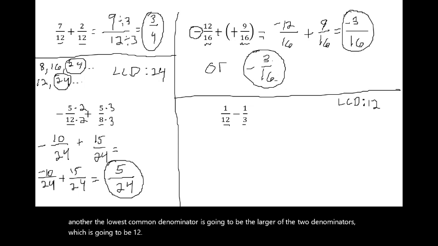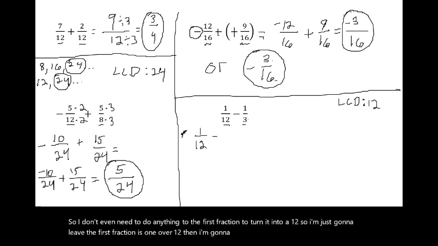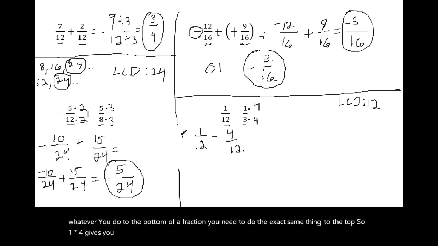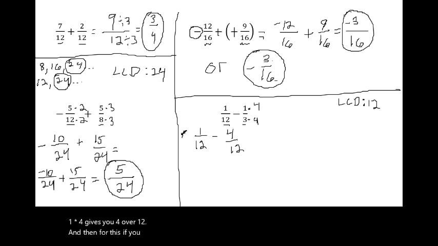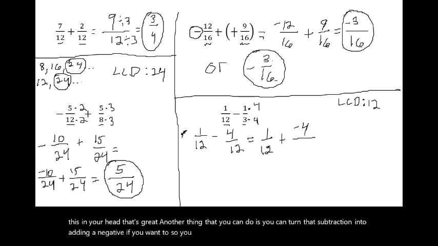So I don't even need to do anything to the first fraction to turn it into a 12, so I'm just going to leave the first fraction as 1 over 12. Then I'm going to turn 3 into 12 by multiplying it by 4. Whatever you do to the bottom of a fraction, you need to do the exact same thing to the top. So 1 times 4 gives you 4 over 12. And if you notice, the first number 1 is smaller than the second number 4. So if you can do this in your head, that's great. Another thing you can do is turn that subtraction into adding a negative. So you can turn this into 1 over 12 plus negative 4 over 12.